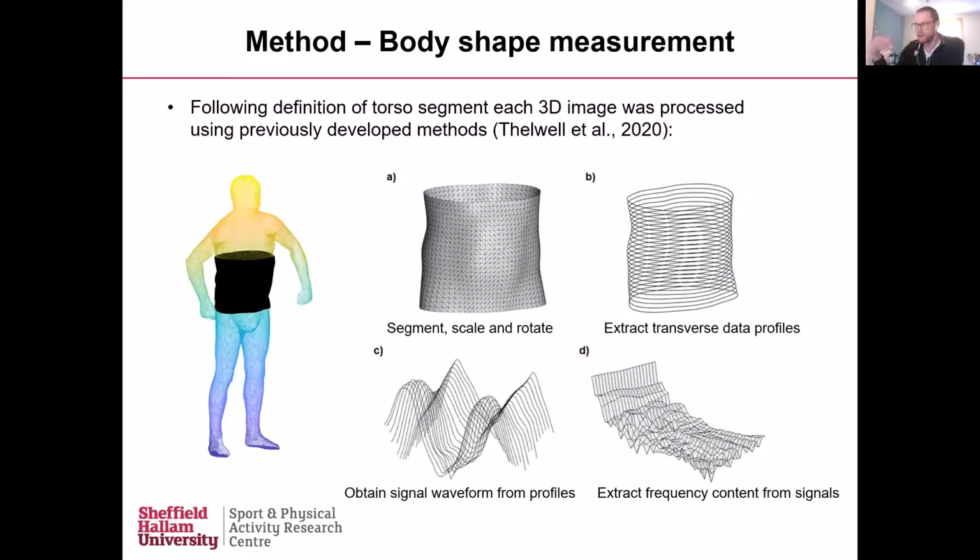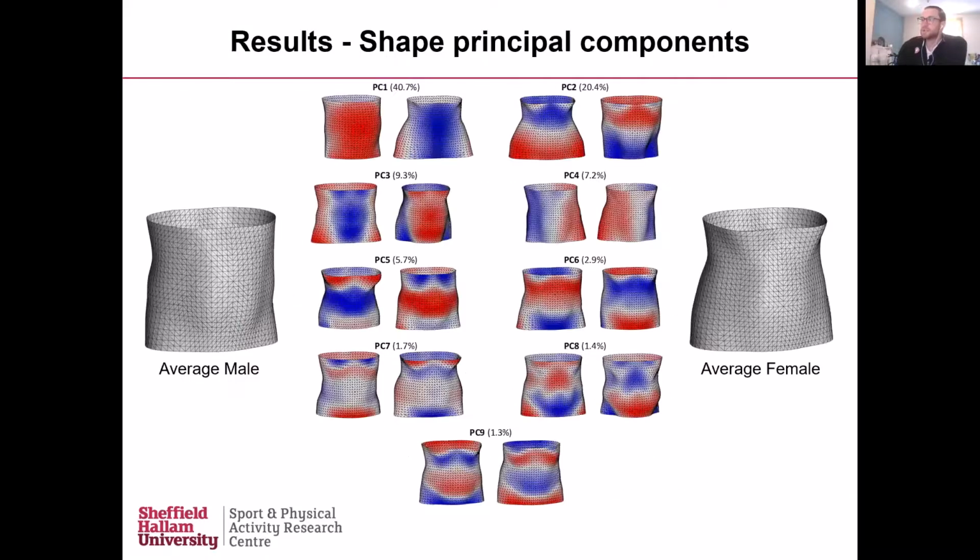And then finally, when we have our raw shape data, as I'd class it, we then performed a principal component analysis to identify the maximal variation within our sample of body shape. The results of which are shown here.